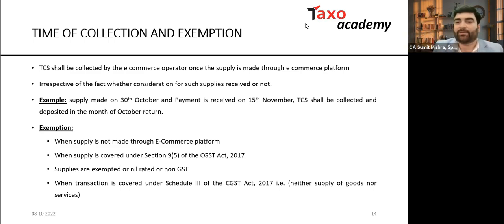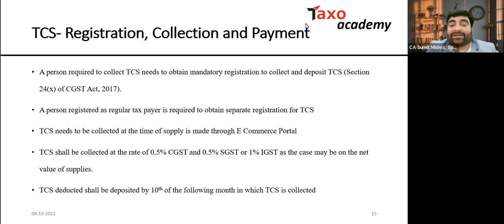So just try to understand the basic concept of TCS provision. This is the idea behind bringing all these provisions. Rest of the things are similar: filing of returns, making payment, giving the credits. But if the theme is clear to you, I can say that no transaction can be skipped by you while checking the books of accounts of a particular client. So just moving ahead, I've discussed the exemptions, TCS registration, collection and payment.